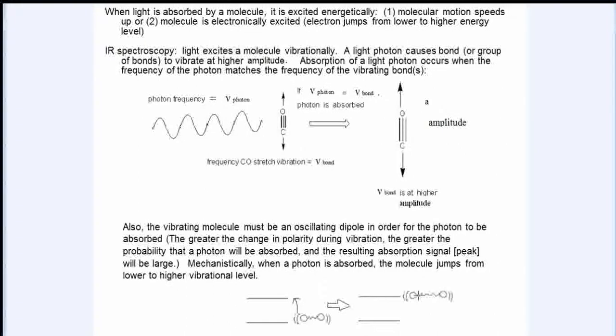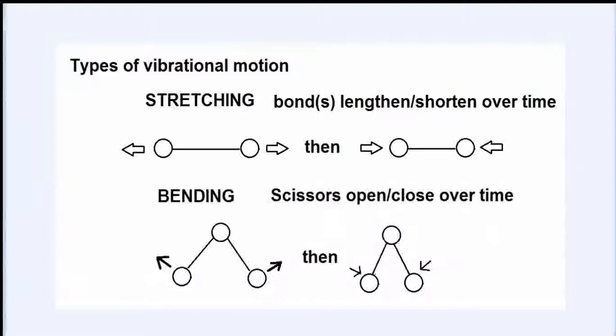Now, before we examine the details of IR light absorption, I need to explain one more facet. Vibrational motions in molecules fall into two categories: stretching motion and bending motion. In stretching motion, a bond or set of bonds lengthen and shorten with time. This is what we saw with the carbon monoxide vibration. So the continual lengthening, shortening of a bond or set of bonds is called stretching motion.